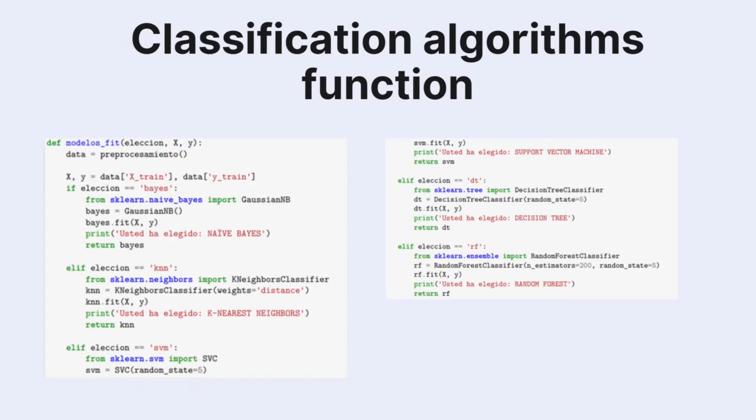We implemented the classification algorithms using sklearn from the Python library. Here we can see that the user has the freedom to select any of the available models, which are naive Bayes, KNN, support vector machine, decision trees, and random forest. We are going to continue next with Monse's explanation.